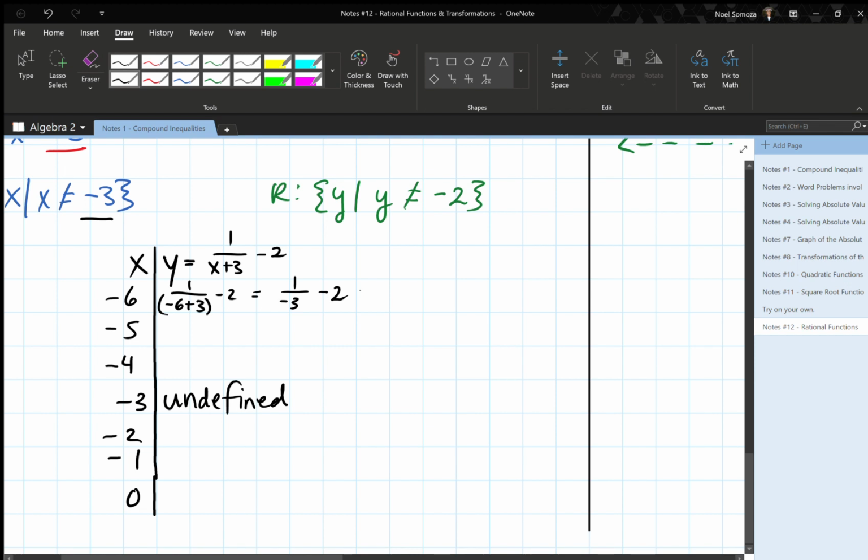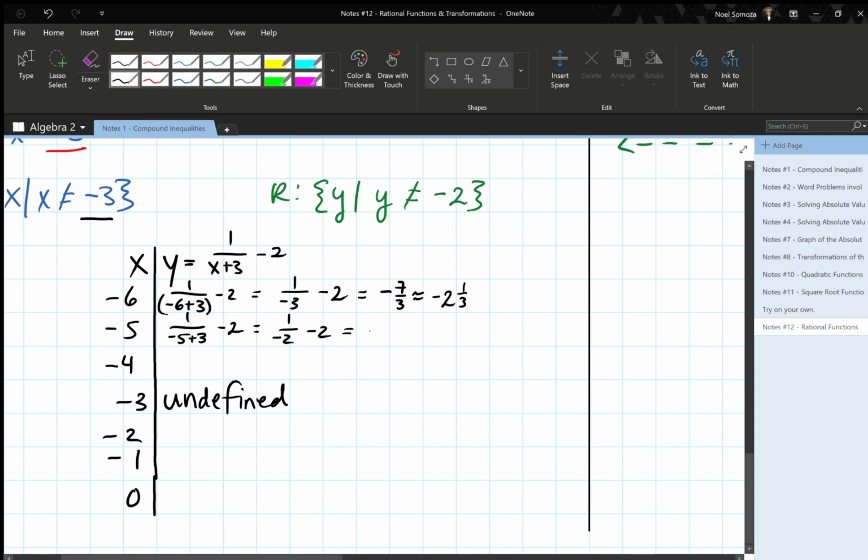Use a calculator to help you on this piece. This is eventually going to end up being -7 over 3, which is approximately -2 and 1/3. So you have an idea of where that's at. Let's do the same with -5. We get 1 over -5 plus 3 and then minus 2.